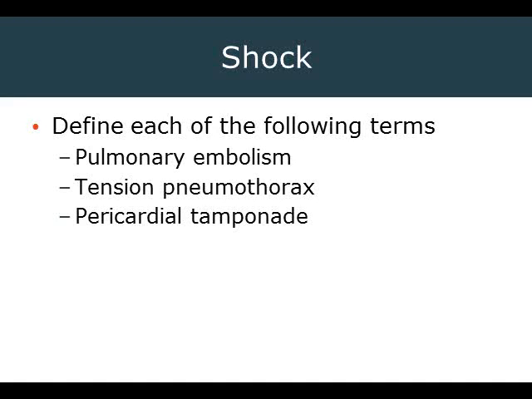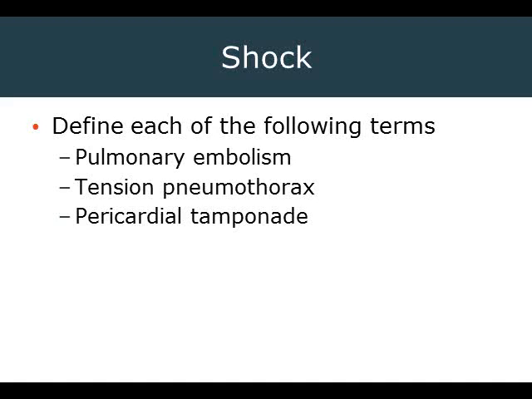But tension pneumothorax. Pneumothorax is a collapsed lung. It becomes a tension pneumothorax when that lung has leaked so much air into the pleural space that it is now compressing the injured lung, the heart, and the unaffected lung. So there's air trapped in between the pleura, or the pleural linings, and it is pushing on everything.